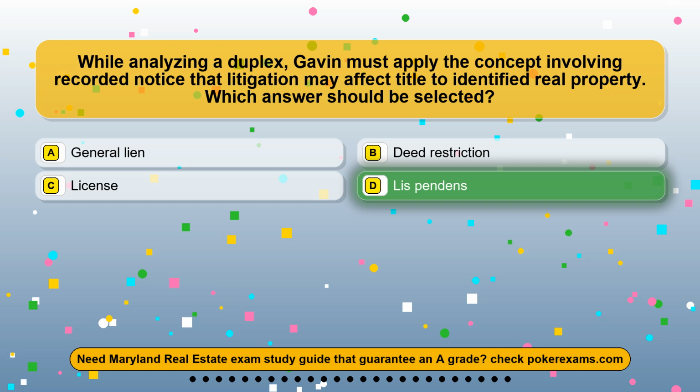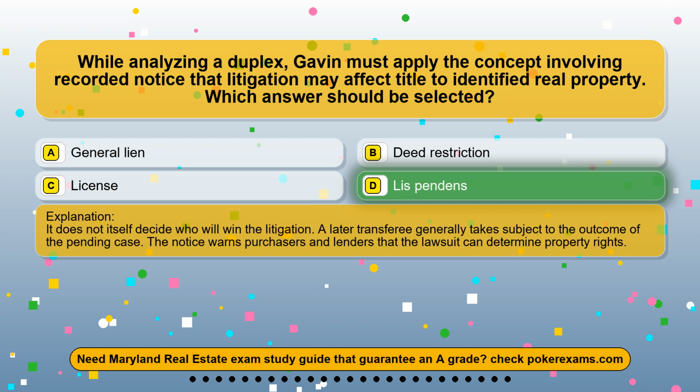The correct answer is option D, lis pendens. It does not itself decide who will win the litigation. A later transferee generally takes subject to the outcome of the pending case. The notice warns purchasers and lenders that the lawsuit can determine property rights.